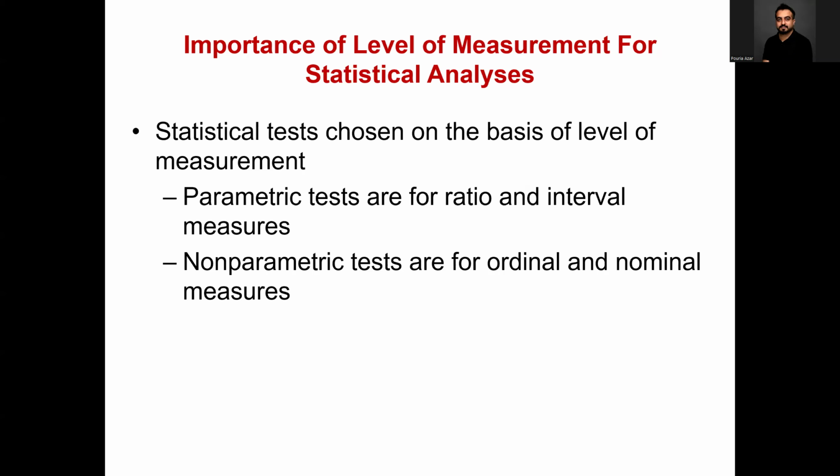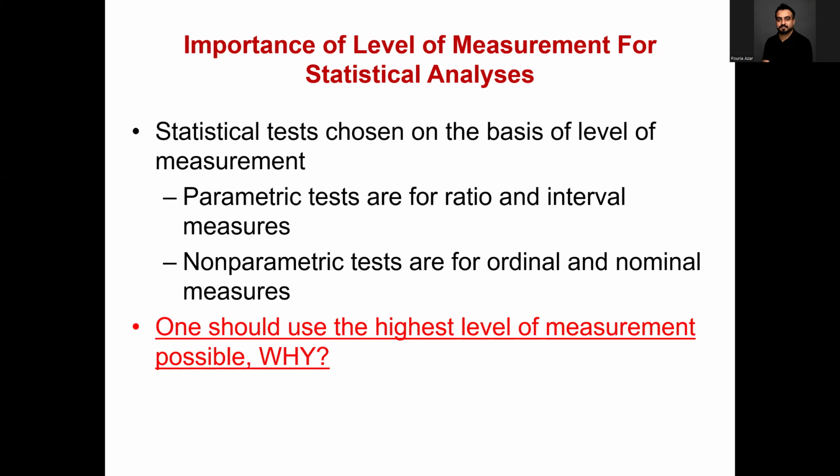So, for example, parametric tests are regression analysis, correlational analysis, t-tests, paired sample t-test, ANOVA, MANOVA, and ANCOVA. Those are parametric tests. Non-parametric tests are like Mann-Whitney U-test, Wilcoxon signed rank test. Those are non-parametric tests. Spearman correlation, it's a non-parametric test. We have chi-square, which is a non-parametric test for ordinal and nominal measures.